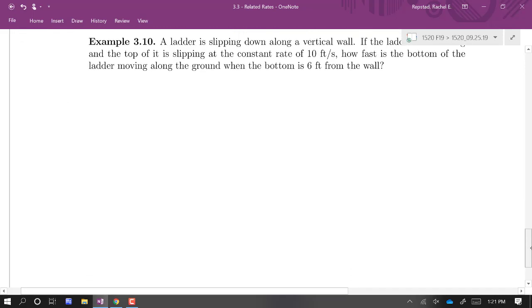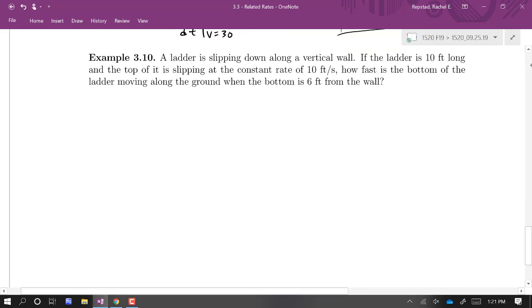This example probably appears in every calculus textbook that has ever been published. All right, so we have a ladder slipping down along a vertical wall. If the only understanding you had of a culture was reading calculus textbooks, you would think that there is a rash problem of ladders slipping down walls. It just happens all the time. But let's go ahead and have fun with this problem.